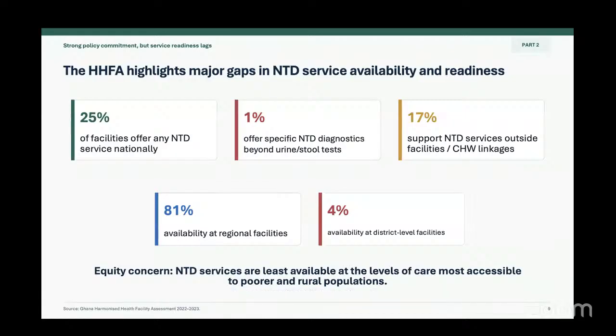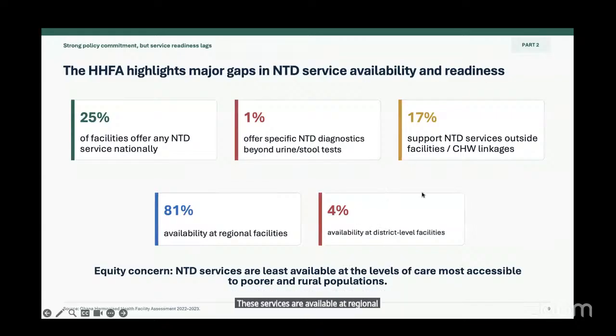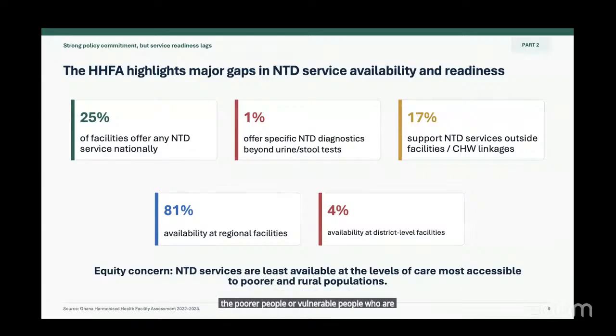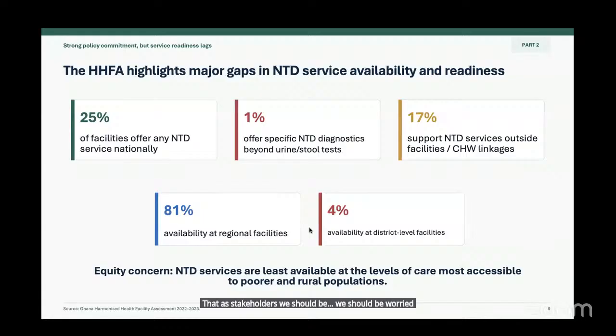And to highlight the equity issues that even emerge from these striking data is that 81% of these services are available at regional facilities, and only 4% are available at district level facilities. If you think about the fact that the poorer or vulnerable people who are more exposed to these NCDs almost all the time have their first contact with lower level facilities at the district or lower levels, and that has only 4% of service availability for NCDs, that's a major equity concern that as stakeholders we should be worried about.